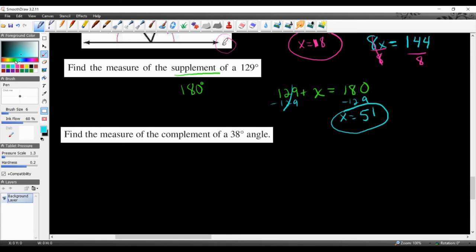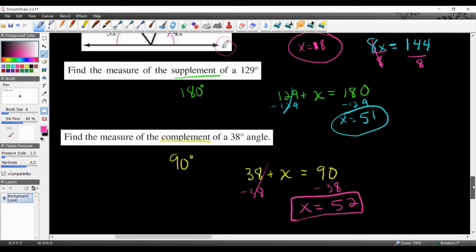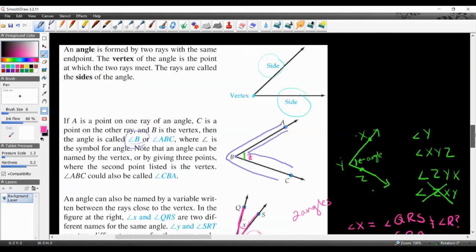Okay, next one, find the complement of a 38-degree angle. So now we're thinking 90 degrees, and it's the same thing. So we know that 38 plus some number x is equal to 90. So all I would do is I would subtract 38, okay, which would give me 52. Hopefully all my math is right. If not, you remember, if you catch a mistake, you let me know. I'll add some points to your homework, okay? All right, so that looks like that's it for this part. We're gonna go ahead and move on.